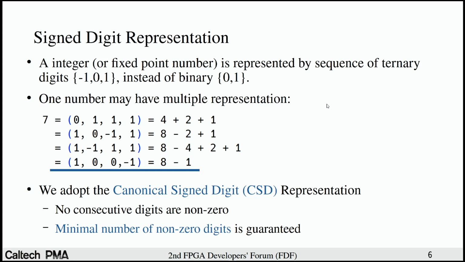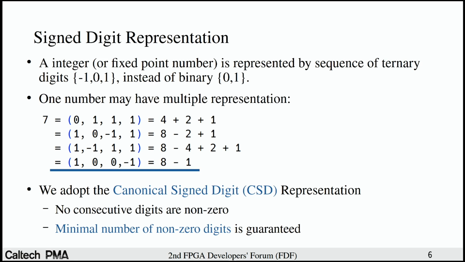First, we have to decompose the constant matrix into some powers of 2 representation. The representation we adopt here is the canonical signed digit. For example, if you have the number 7 and represent it in binary, it will be 0, 1, 1, 1. That's trivial. But in signed digit representation, you can have many different representations, all representing 7. There are 4 representations here. You can have the binary 1, 1, 1, 1, or you can have 8 minus 2 plus 1, which is also 7. And you can also have 8 minus 4 plus 2 plus 1, which is also 7.